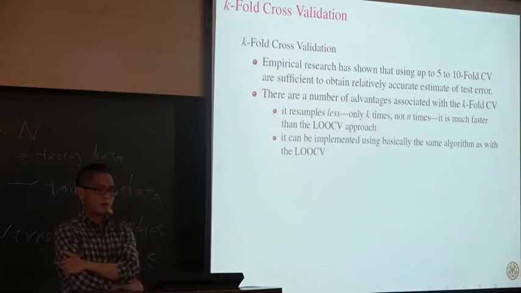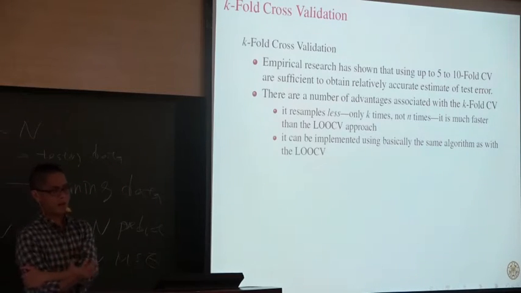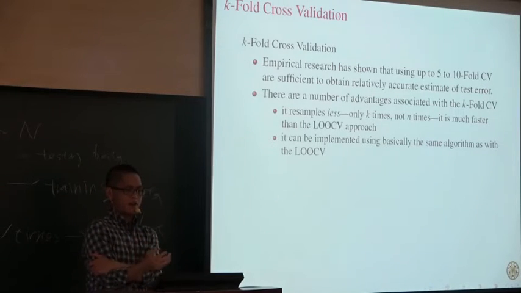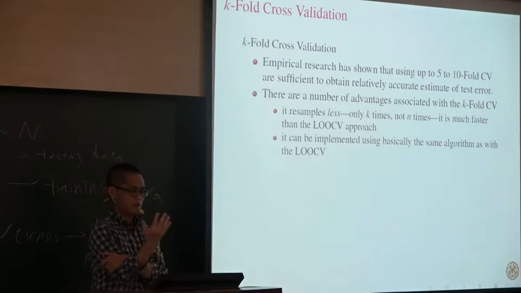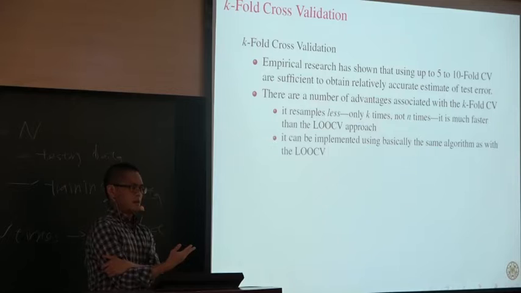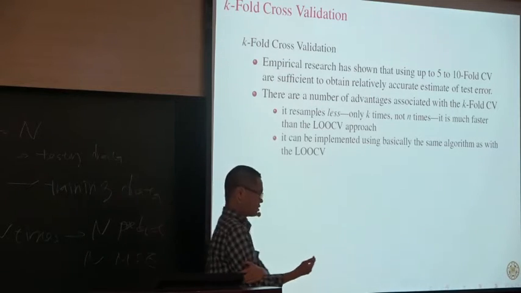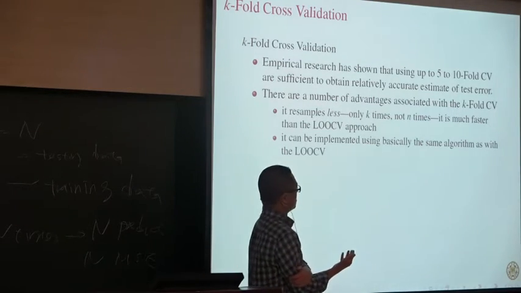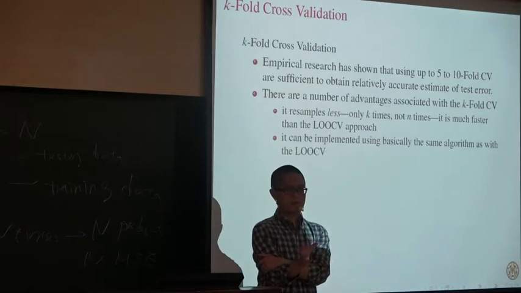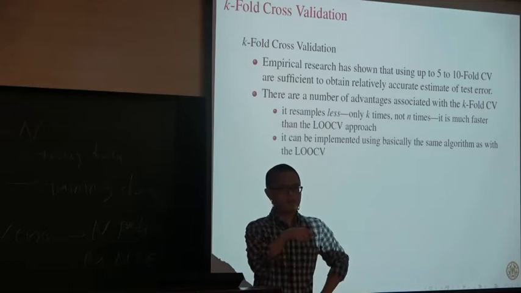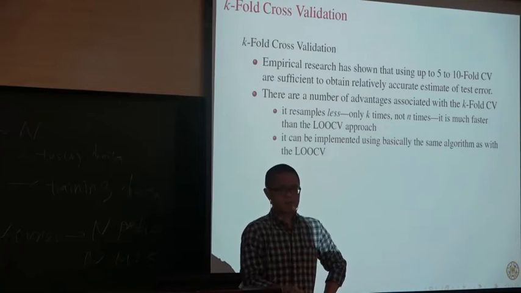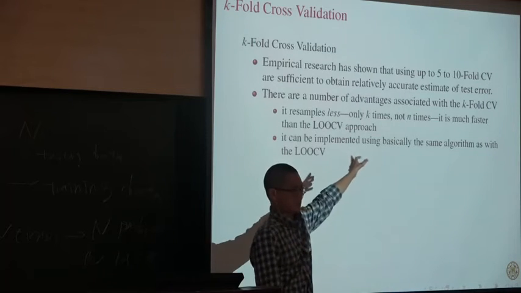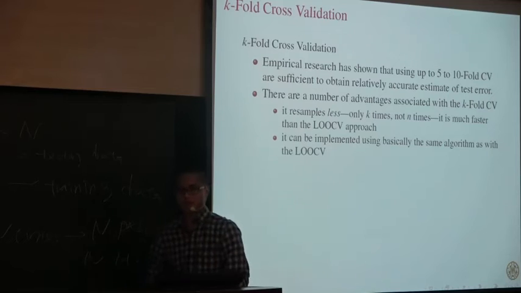And empirical research has shown that using 5 to 10 fold cross validation should be sufficient. If you Google this online, you see that in most of the replication code that people post on the web or on their personal pages, they usually specify K equal 10. Is that a rule? No, it's no rule. It's just by convention using 10 for cross validation.